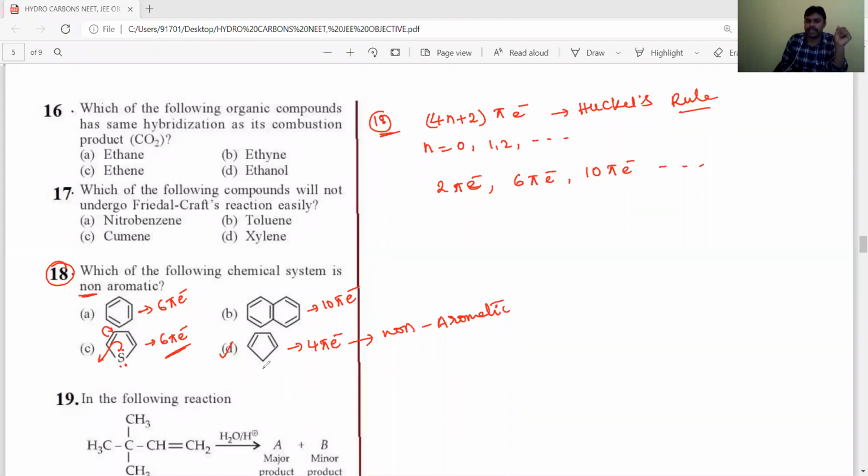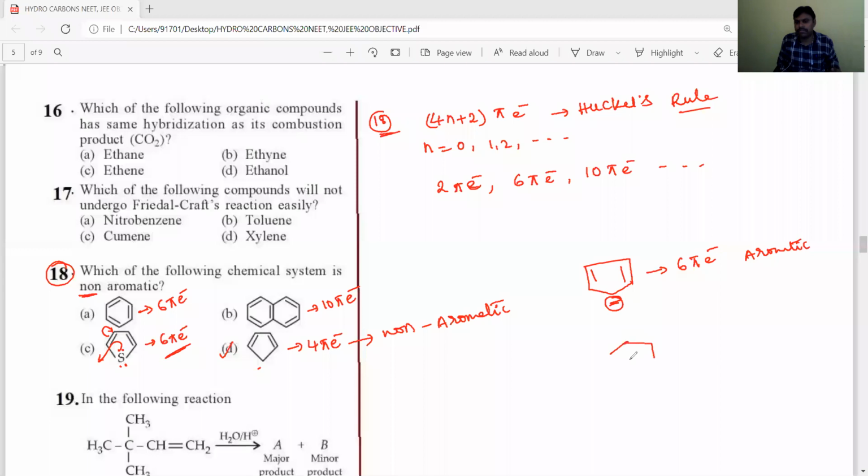Cyclopentadiene is non-aromatic. If, for example, a negative charge is present, like the cyclopentadienyl anion, that negative charge we also have to consider as pi electrons. Two pi electrons are a lone pair involved in resonance. Such lone pairs we also have to consider as pi electrons. Then it is 6 pi electrons, aromatic.